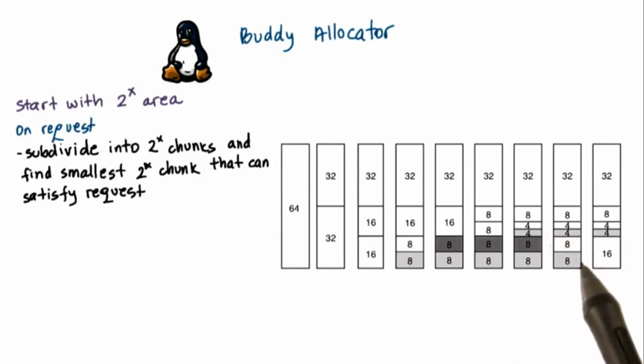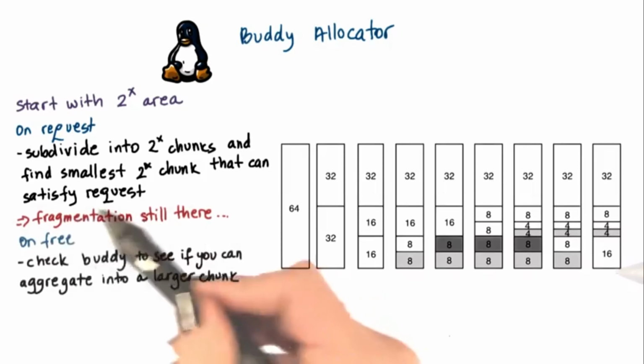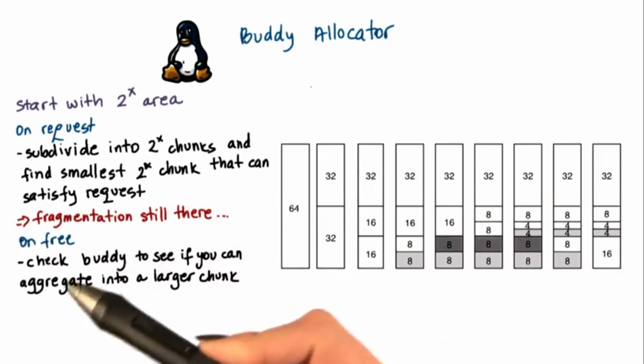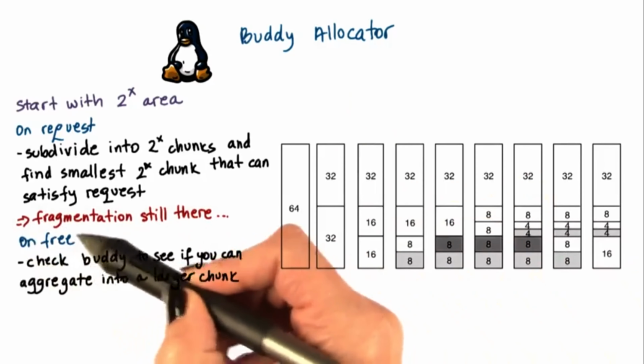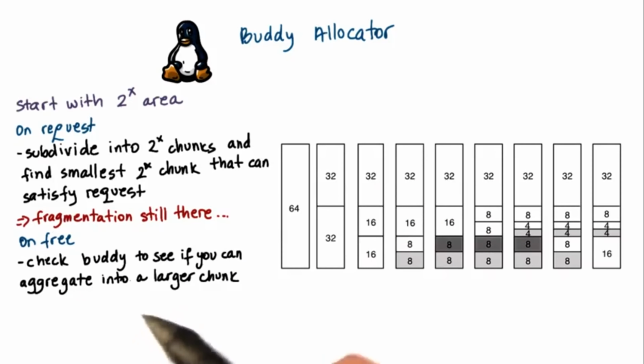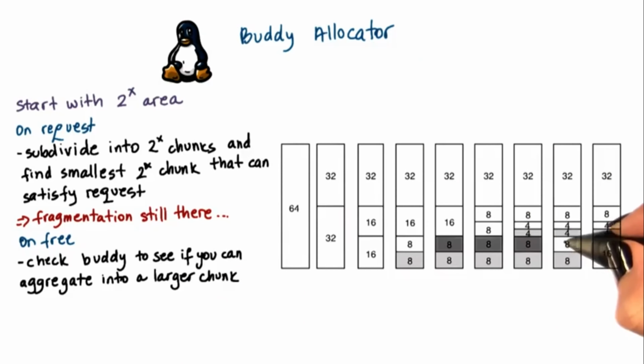Now, when this 8-page region is freed, there will be some fragmentation here. However, when the next 8-page region is freed, the algorithm will quickly be able to combine these two to produce a 16-page free space. So fragmentation still exists in the buddy allocator, but its benefit is that when a request is freed, it has a way to quickly find out how to aggregate data. When this allocation of 8 pages was freed, with the buddy allocator, it was very easy to figure out what is the start of the adjacent allocation. Where does the buddy of this 8-page region start?